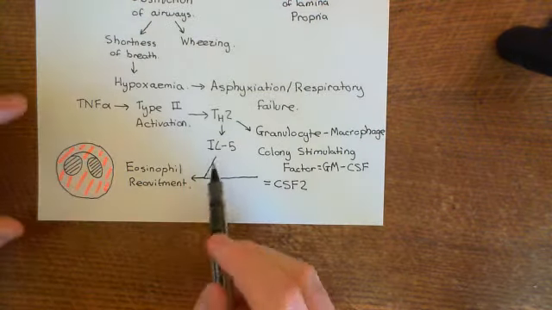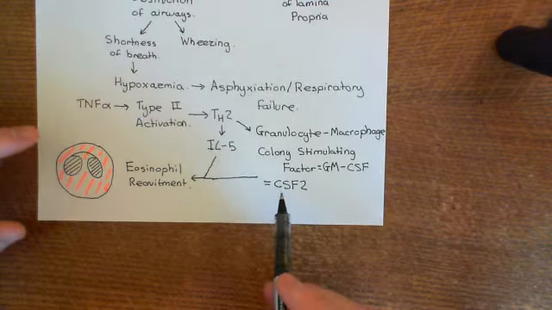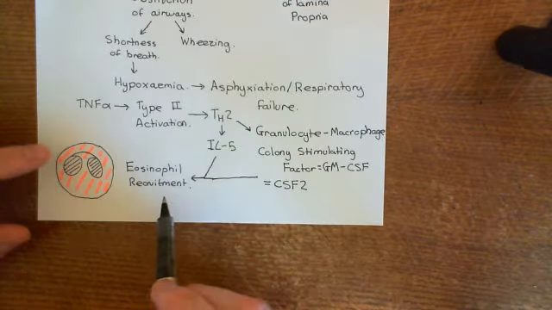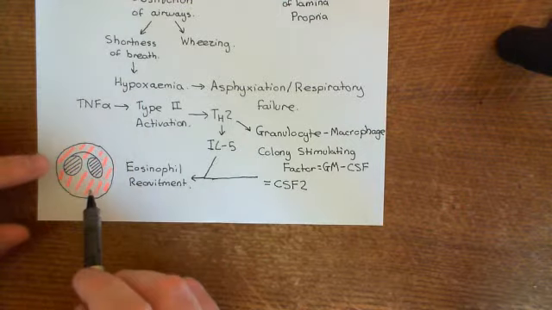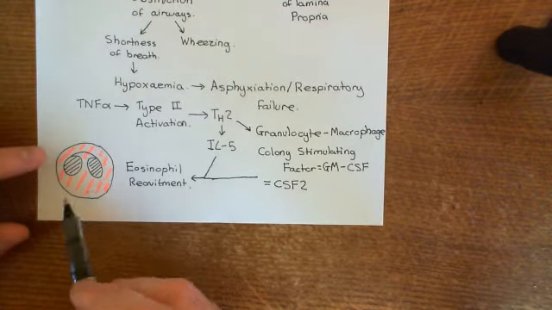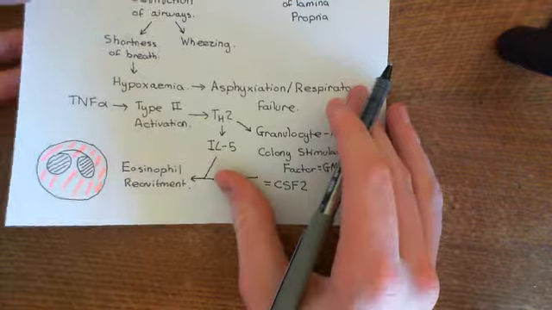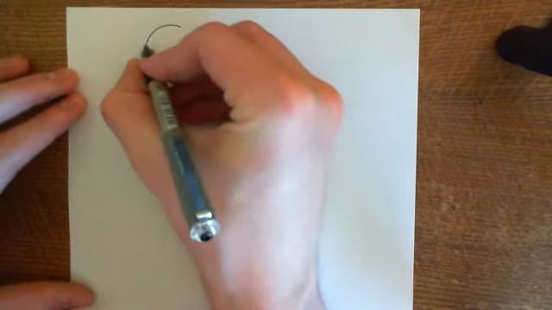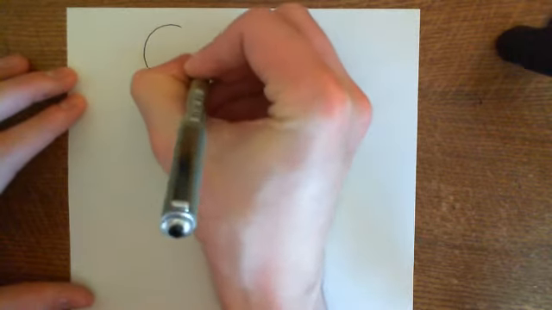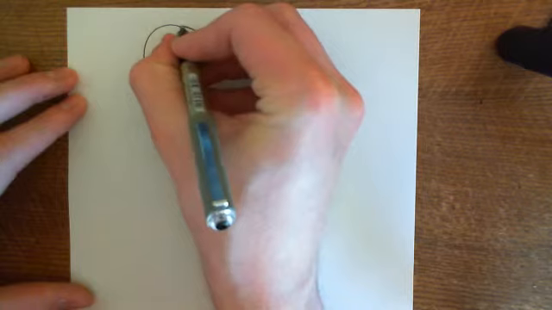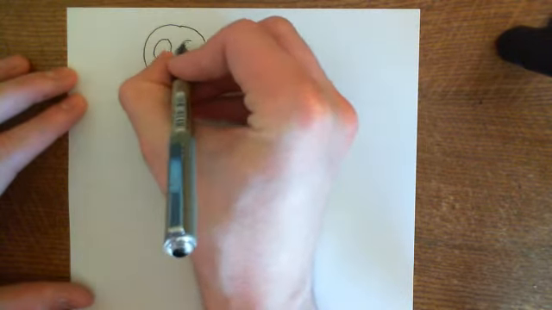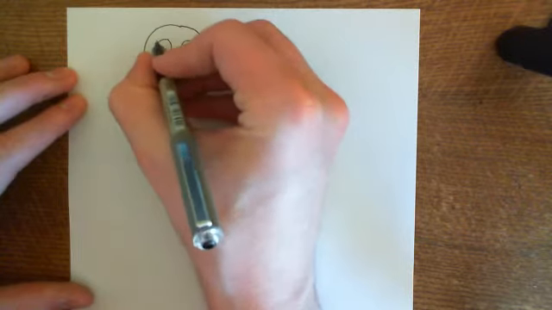So, interleukin-5 and granulocyte macrophage colony stimulating factor are going to firstly lead to the recruitment of these eosinophils, but they're also going to lead to their activation. And what do the eosinophils, once they're activated, release? Well, basically, they are full of granules. Just like mast cells, they're full of granules, which is why they're known as a granulocyte. So there are three types of granulocyte: neutrophils, eosinophils, and basophils.